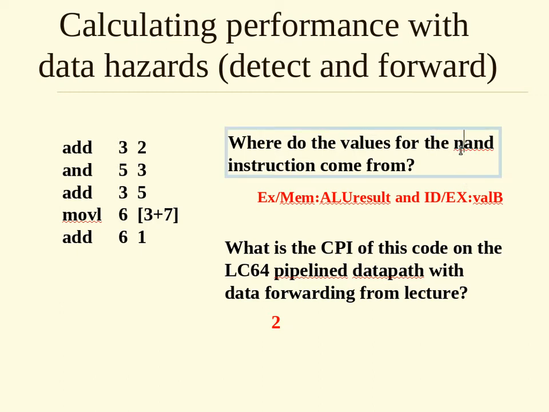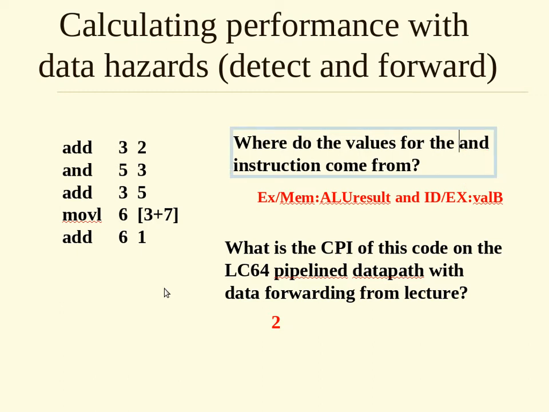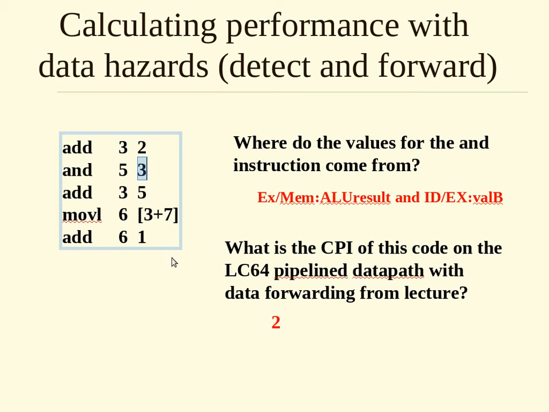Where did the values for the and instruction come from? It comes from the previous add, so you have to get this result right there. What is the CPI of the code on the LC64 data path with data forwarding from lecture? It's 2 because you have 5 instructions. It takes, we'll just say 10 cycles to complete, so the CPI is 2. If this became 20, it'd be something like 1.5 or something.